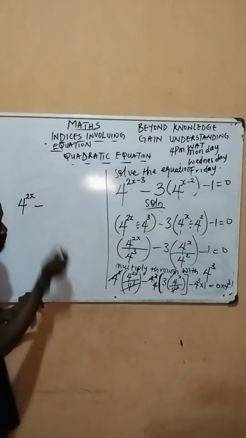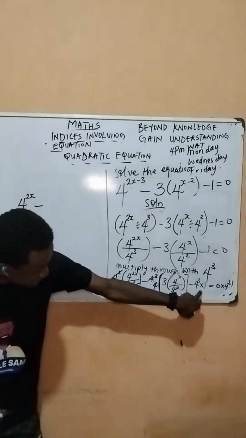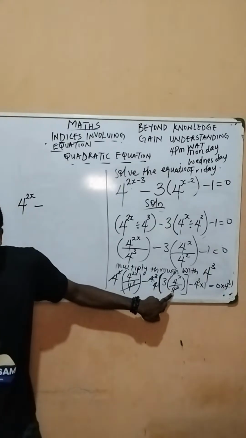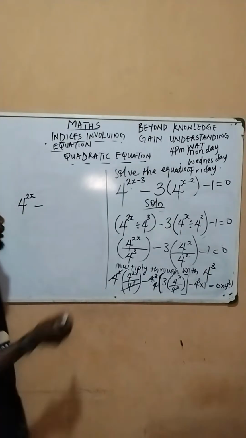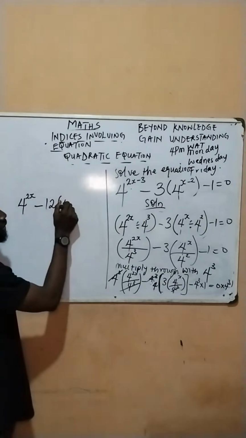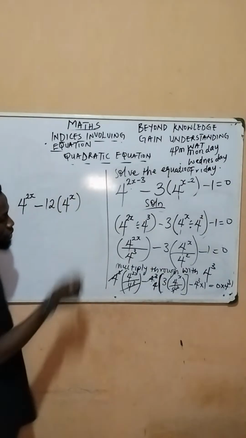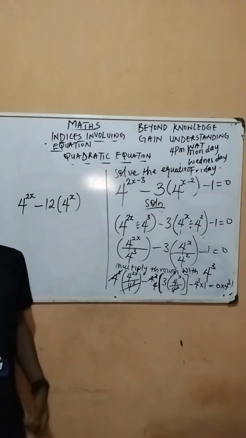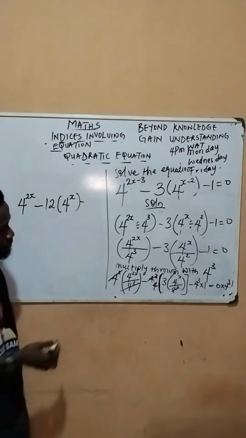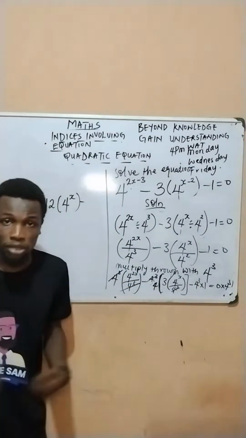Then minus, this 4 is multiplying everything now here. There's no more denominator of 4 raised to the power of 2. So this 4 multiplied by 3 will give us what? 12. Then open bracket, 4 raised to the power of x, which is what is remaining here. Hope it's making sense. And then minus 4 raised to the power of 3 multiplied by 1 will give us 4 raised to the power of 3.